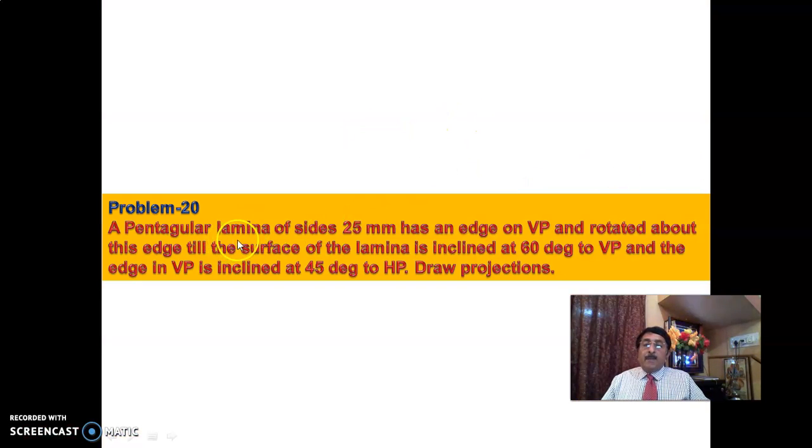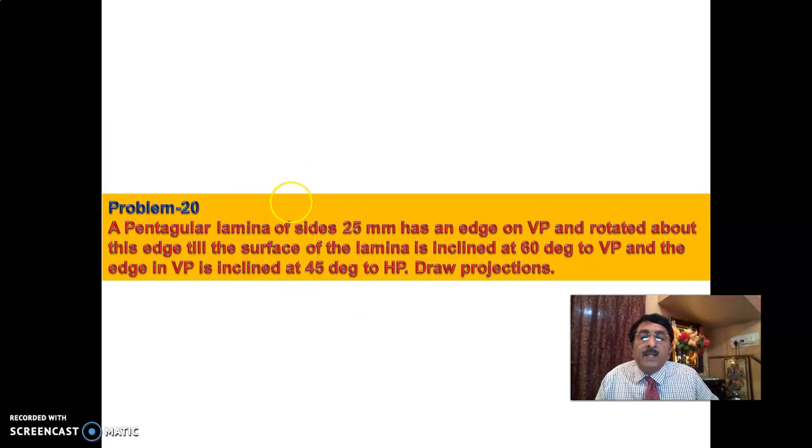Here a pentagonal lamina of size 25 has an edge on VP. Please understand, if they say pentagonal lamina of size 25 has an edge on VP, you start the pentagon from the front view. In the same way, if they say edge on HP, you start from the top view. That means if they say any lamina with edge on HP or corner on HP, you start from the top view. Edge or corner in VP means you start from the front view.